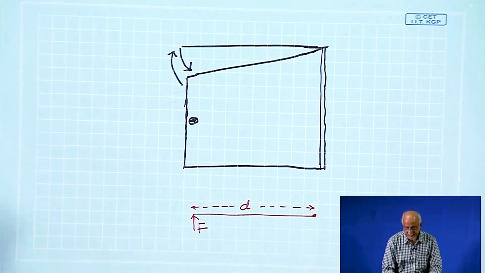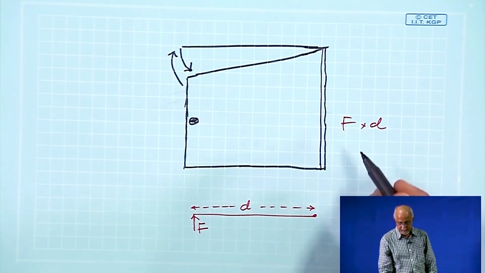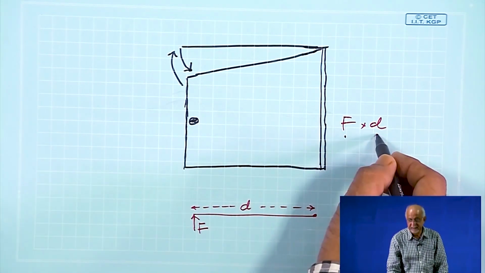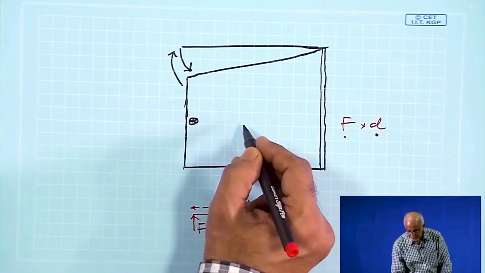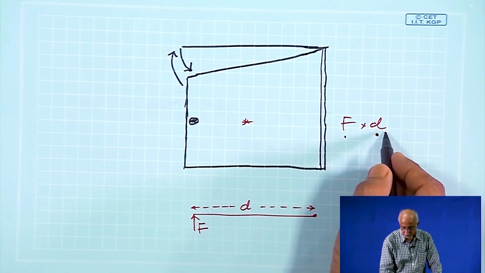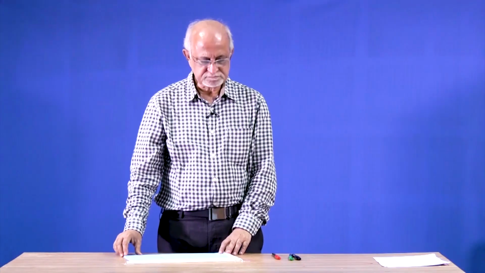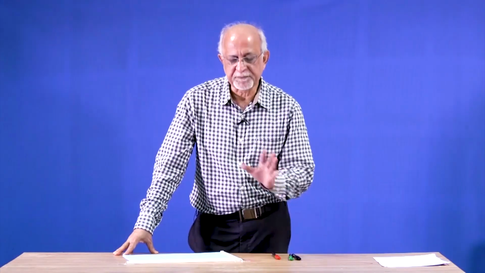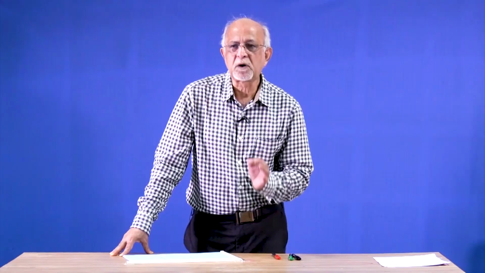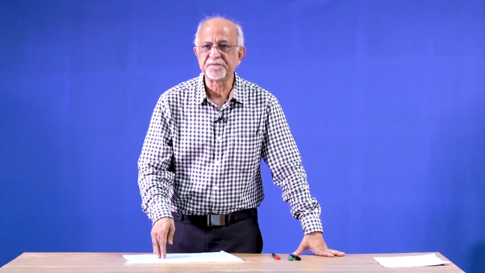So, the product F into d, which is the real demand, F can be smaller since d is larger. But when you shift inside the door, then d gets reduced. So, what happens? If d gets reduced, we need to apply a larger amount of force. This particular physical quantity, which is the product of force and distance, is called the moment of the force about an axis or about a point.